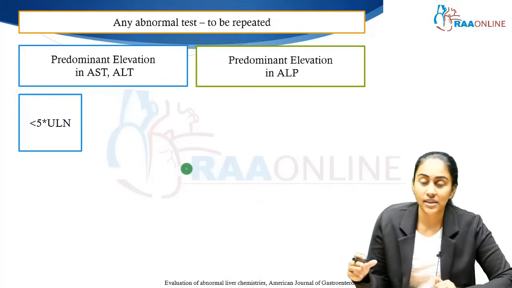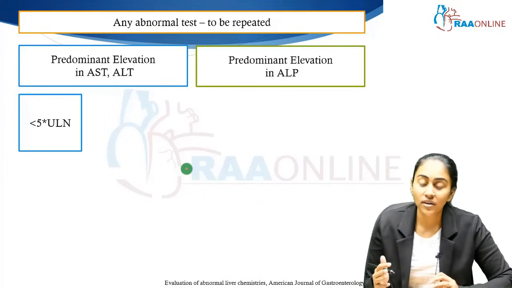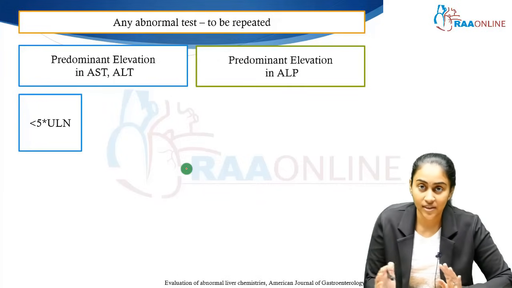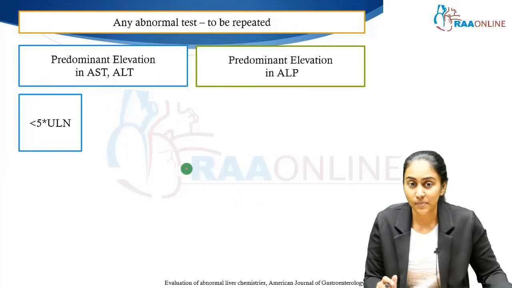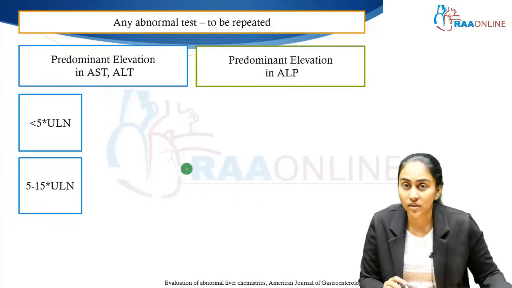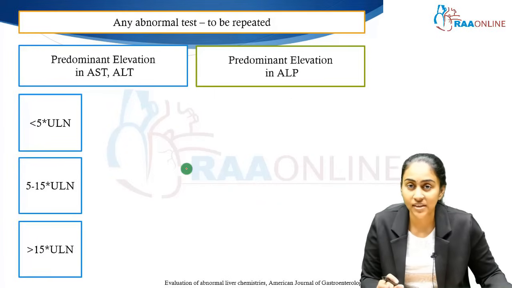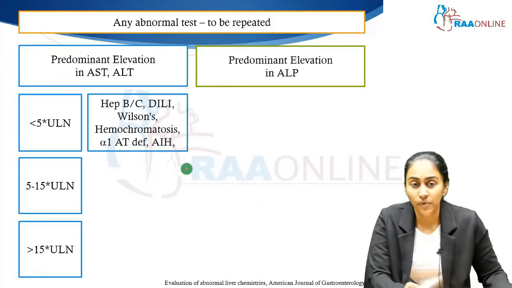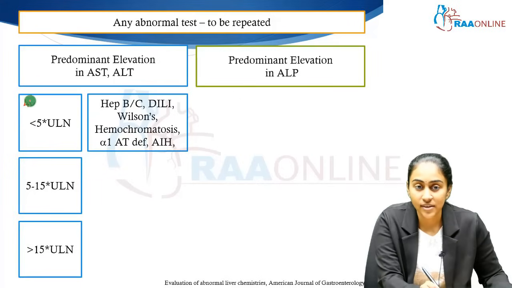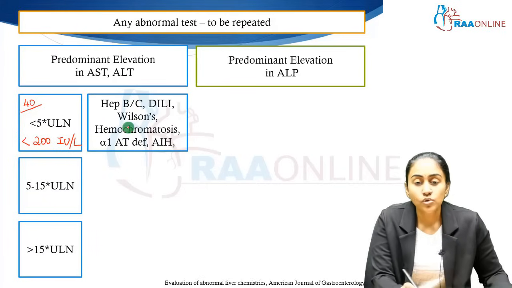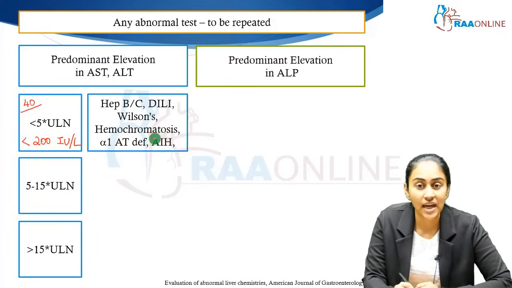Similarly, different liver diseases can be categorized based on the amount of transaminase elevation. So for instance, as we saw earlier, when patients have transaminitis which is less than 5 times the upper limit of normal, and the upper limit of normal, as I said earlier, is about 40, therefore, less than 5 times the upper limit of normal is going to be less than 200 international units per liter. So most often the diseases which will fall into this category include chronic hepatitis B and C, drug-induced liver injury, Wilson's disease, hemochromatosis, alpha-1 antitrypsin deficiency and autoimmune hepatitis.